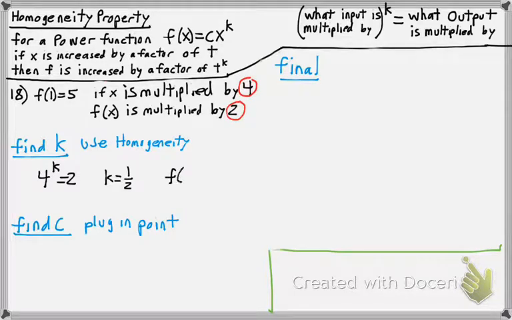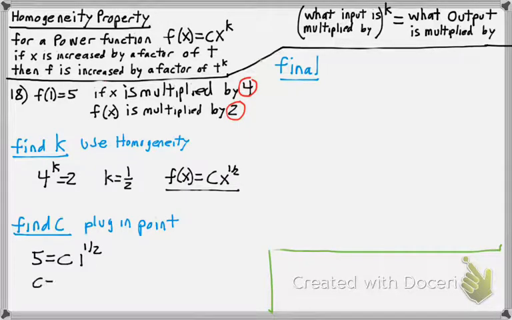So up to this point, for my answer, I have c x to the 1/2. So I still need to get what my c is. And in order to do that, I need to plug in a point. So I'm going to plug in 5, 1. So 5 is equal to c times 1 to the 1/2.